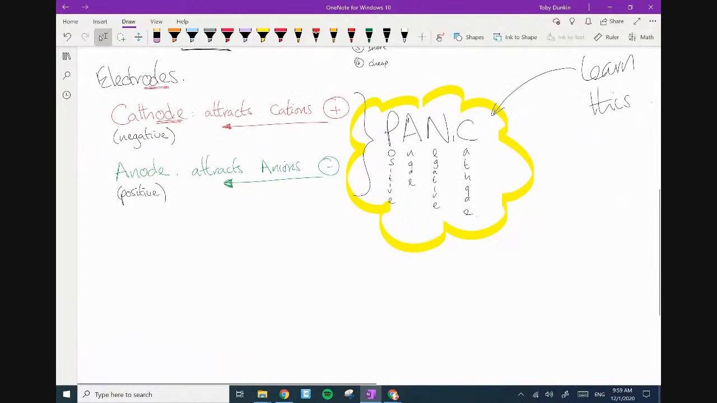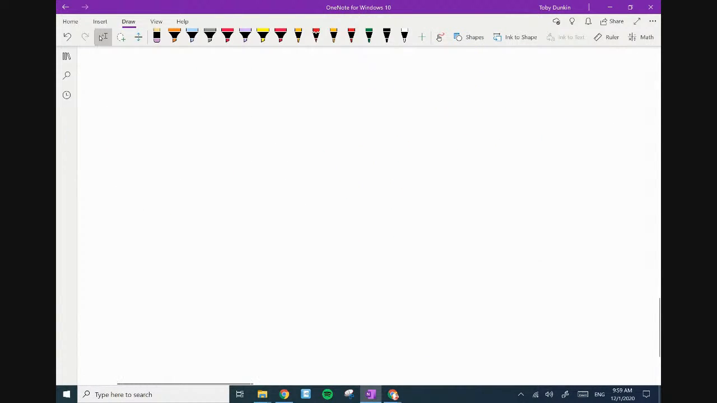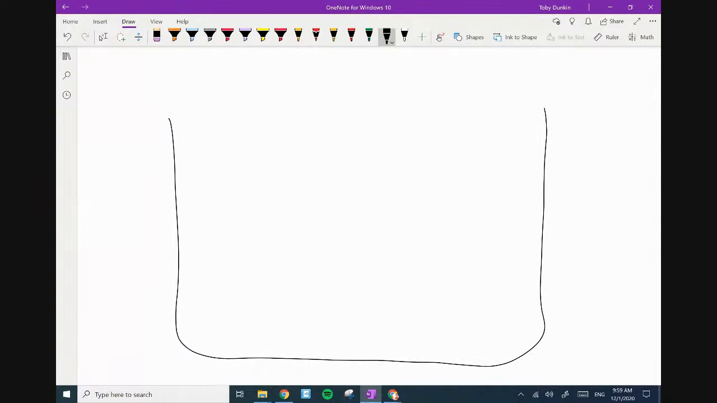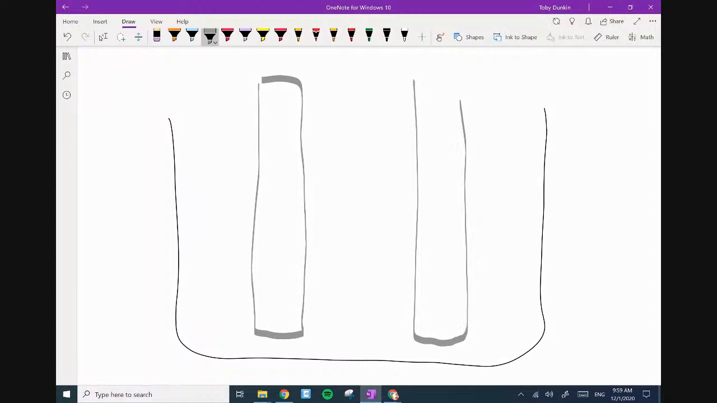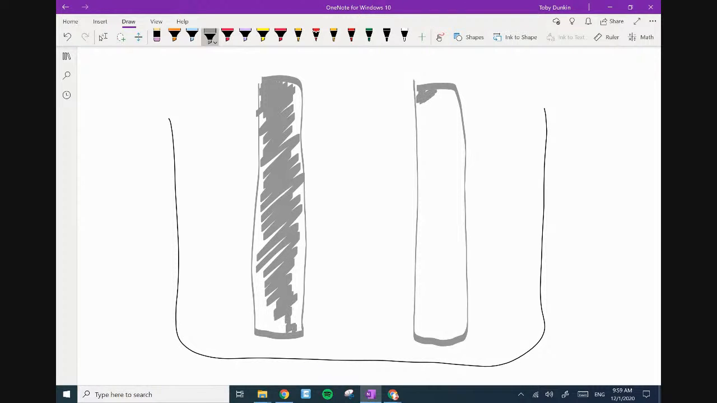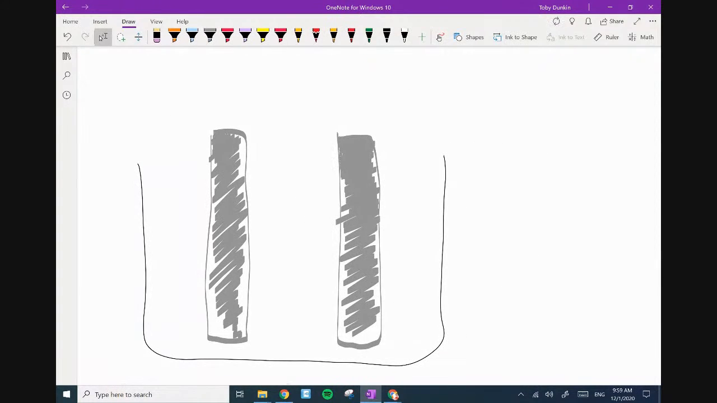So now that we've got that, what we now need to do is look at this from a redox perspective. Zoom in. Right. Okay, let's add some electrodes. Add some graphite electrodes. Right, there are our electrodes.